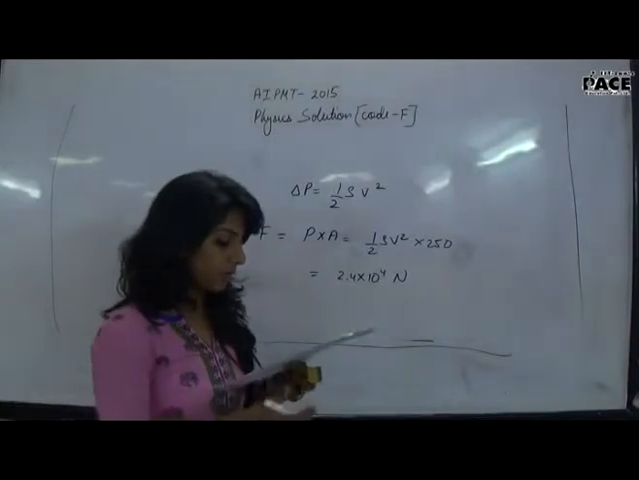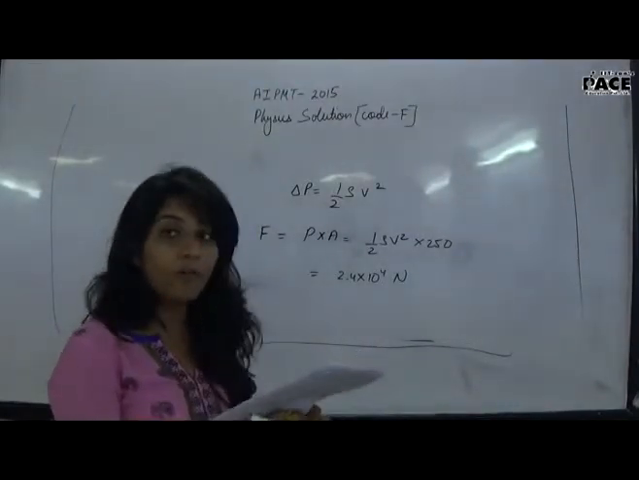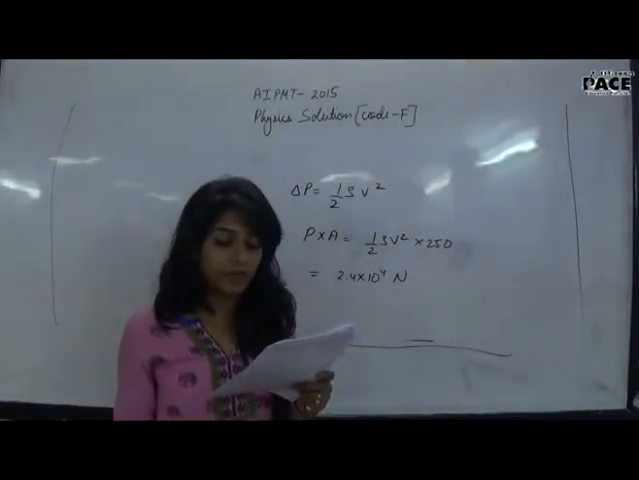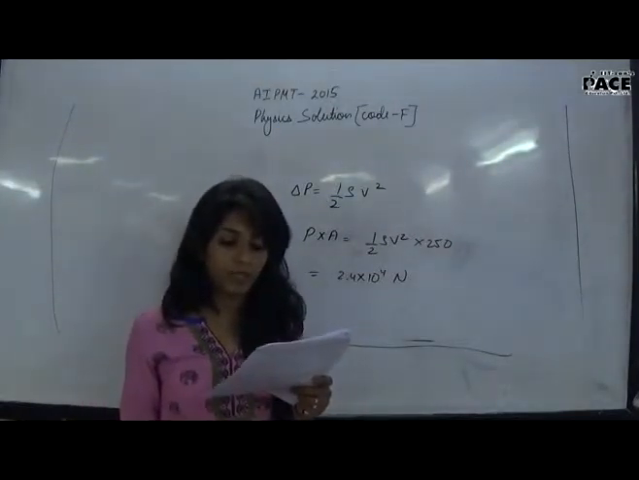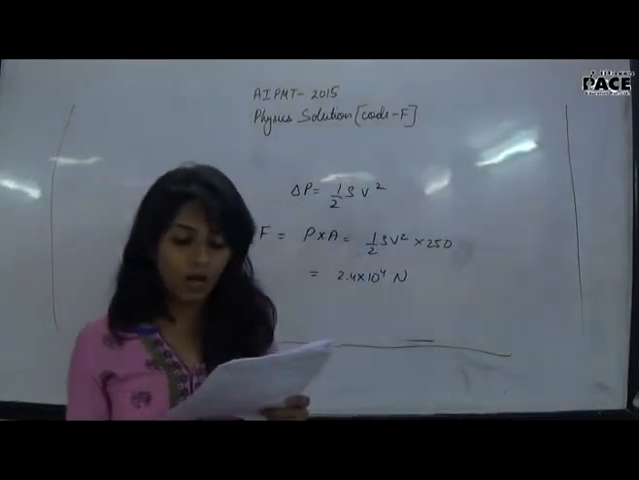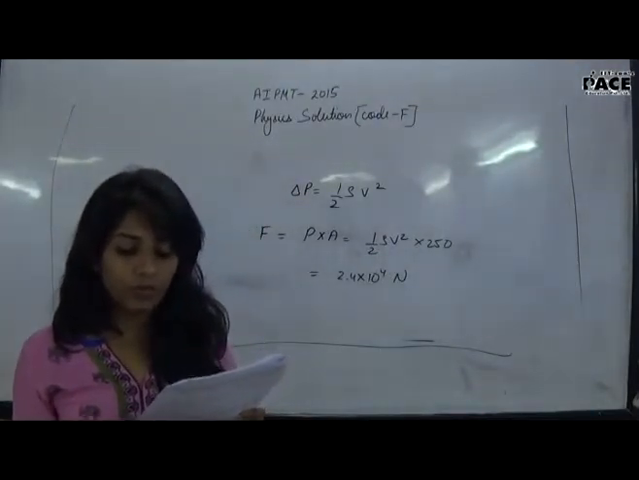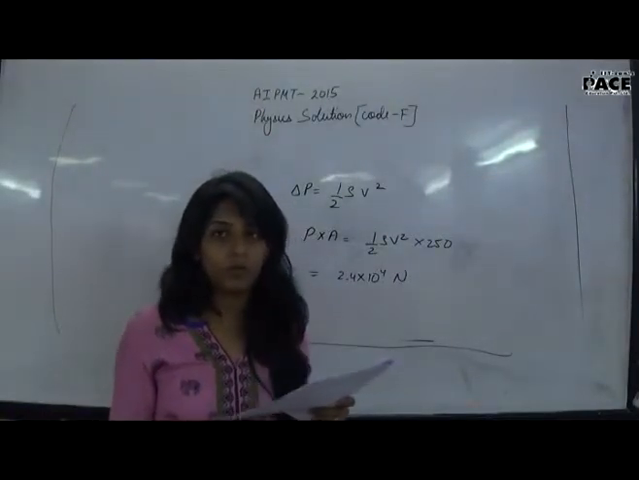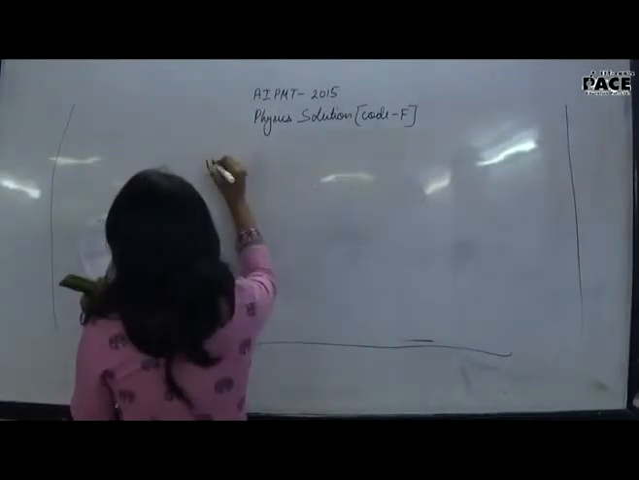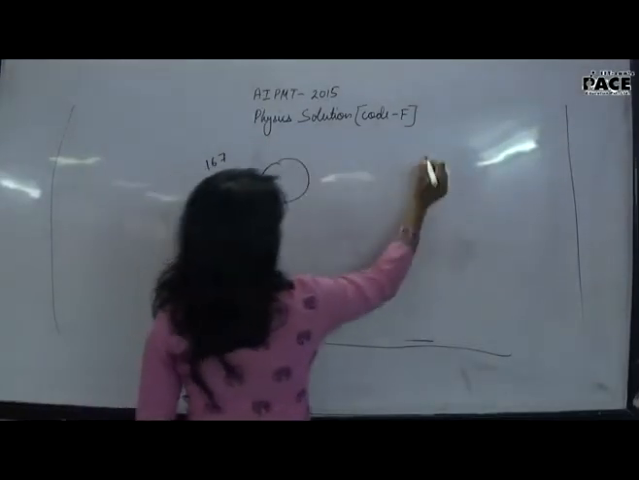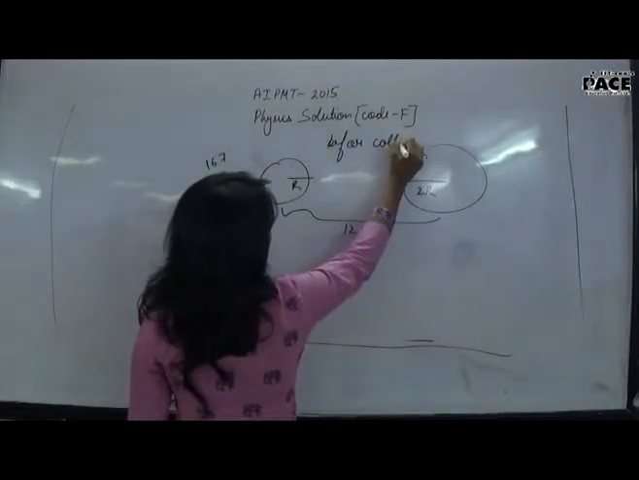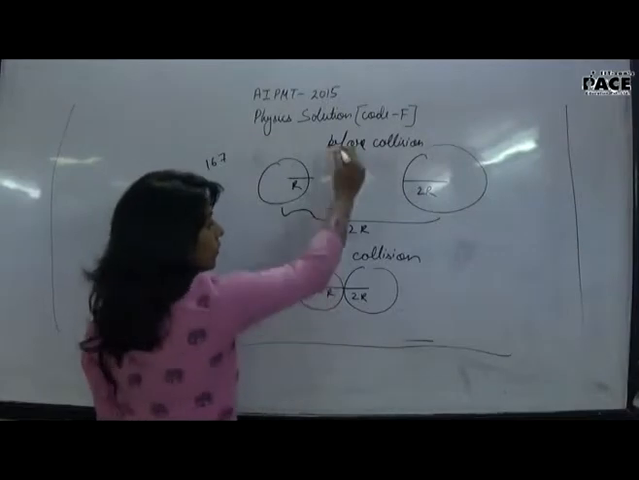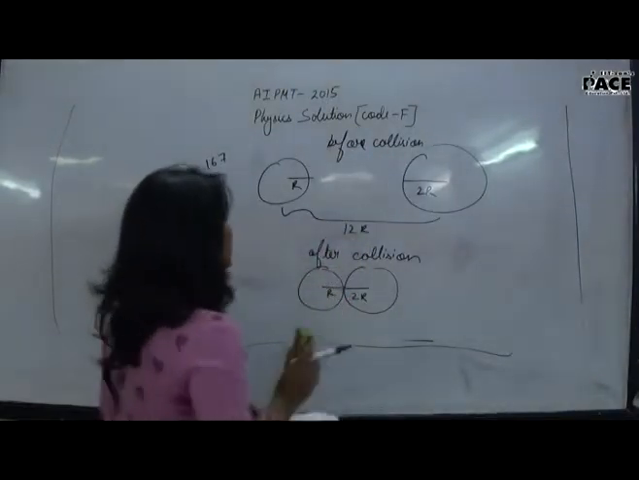Question number 167: two spherical bodies of mass m and 5m and radii r and 2r are released in free space with initial separation between their centers equal to 12r. If they attract each other due to gravitational force only, then the distance covered by the smaller body before collision is. This is the condition before collision and this is after collision.